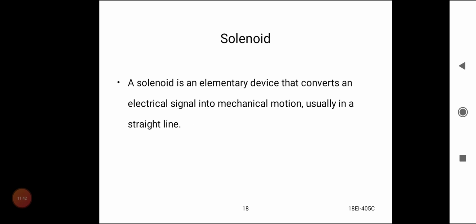A solenoid is an elementary device that converts an electrical signal into mechanical motion, usually in a straight line.